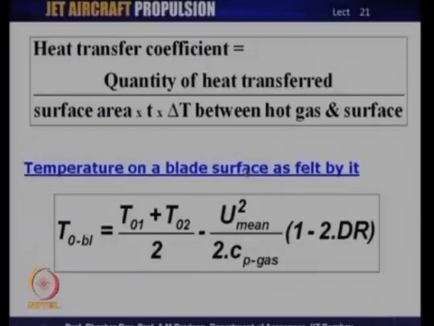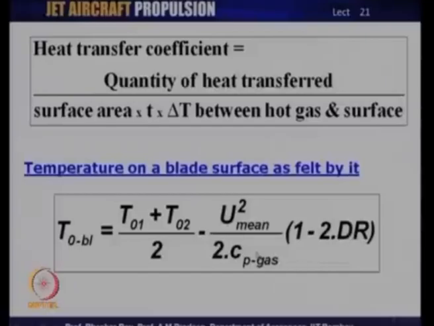Let us also take a quick look at what the temperature on a blade surface, as felt by it, could possibly be. The typical temperature felt by the blade is, to begin with, the mean of T01 plus T02, that is, the temperature across the blade row, the mean of that, minus the kinetic head, which is U mean square of the particular blade, divided by twice Cp of the gas into (1 minus 2 into degree of reaction).